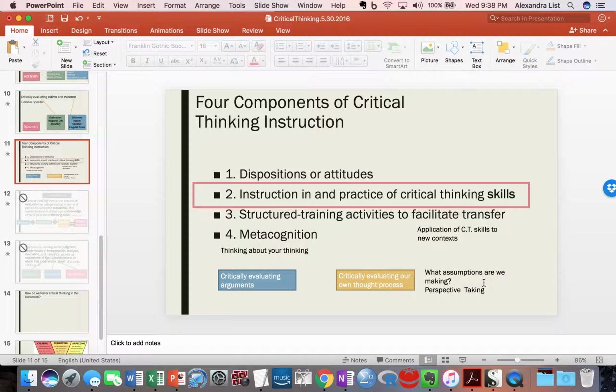So as we're thinking about critical thinking, we want to think about supporting students to both evaluate the evidence that's in front of them, that's the critical thinking skills part, but also reflect on their own thought process.